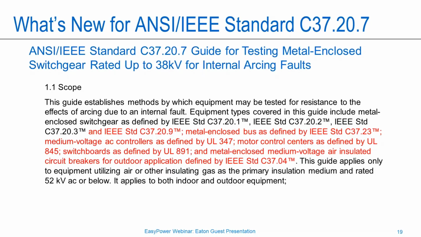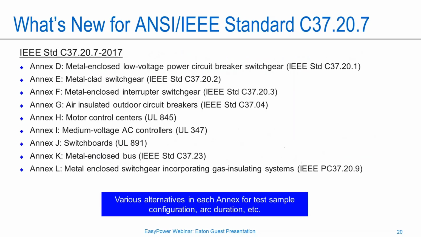metal enclosed bus, defined by IEEE C37.23, medium voltage controllers built to UL 347, low voltage motor control centers built to UL 845, switchboards built to UL 891, and also metal enclosed medium voltage air insulated circuit breakers for outdoor that are defined by this IEEE standard C37.04. So the big change here is just more products are added and now can be tested to this arc resistant test standard.